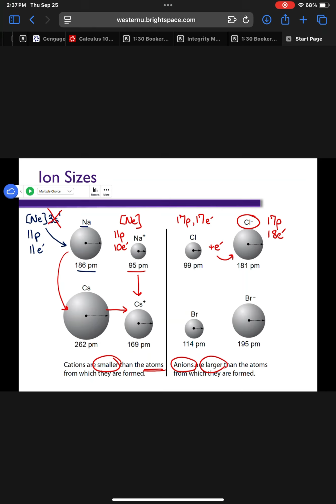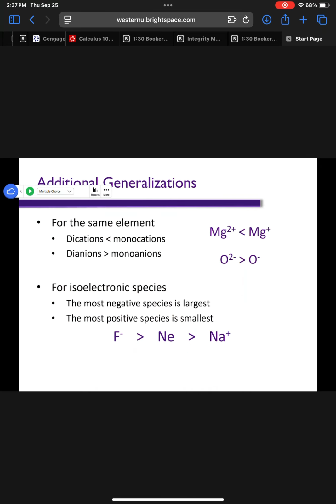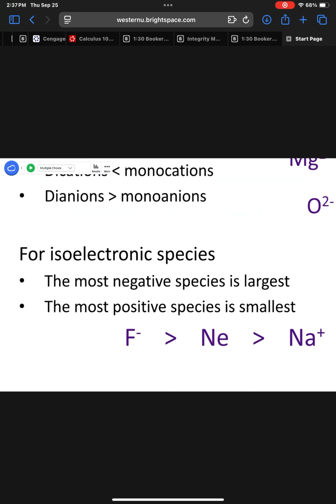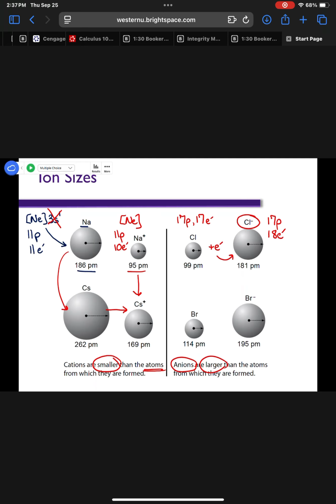Why? Well, we've added an electron, sometimes to higher principal quantum numbers. Here that wasn't the case. It was still in the same p orbitals. But we have a greater electron to proton ratio. We have more electron repulsion between these valence electrons. So continuing on with our ions, these are two principles here that you definitely want to know, and hopefully they make intuitive sense. It would make sense that as you add or remove electrons, they would get larger or smaller. We definitely need to know those trends.